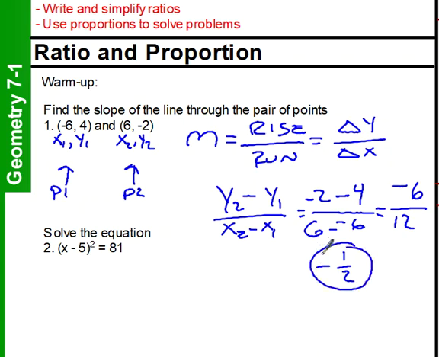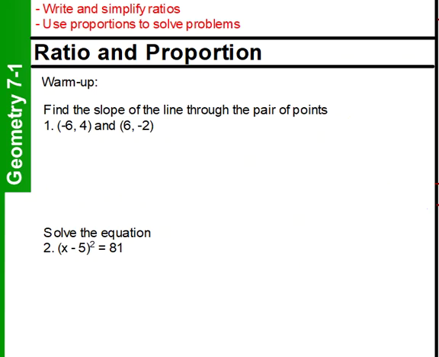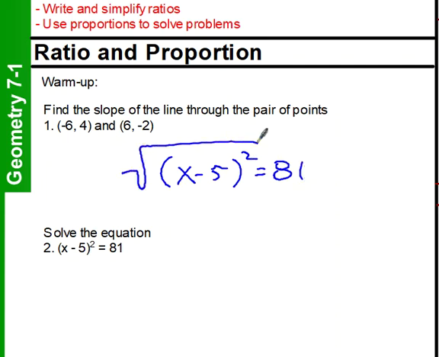Now for the second problem, it's slightly trickier than the first. So we have the quantity x minus 5 squared is equal to 81. So what's the opposite of squaring? Square rooting. So the square root of x minus 5 squared is simply x minus 5.